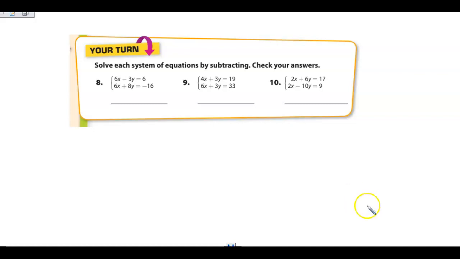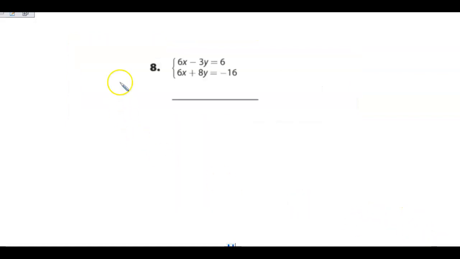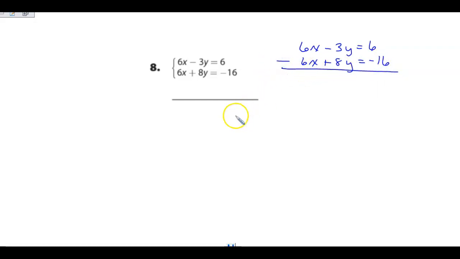So let's take a look at your turn number 8. Again, we're going to be subtracting. So we got 6x minus 3y equals 6, and 6x plus 8y equals negative 16. And we're going to subtract all of this. What are we eliminating? We are eliminating the x's, aren't we? So 6 minus 6 is 0 x's. Negative 3 minus 8. Keep change. That would be the same as adding a negative 8. So negative 3 plus negative 8 is negative 11y.